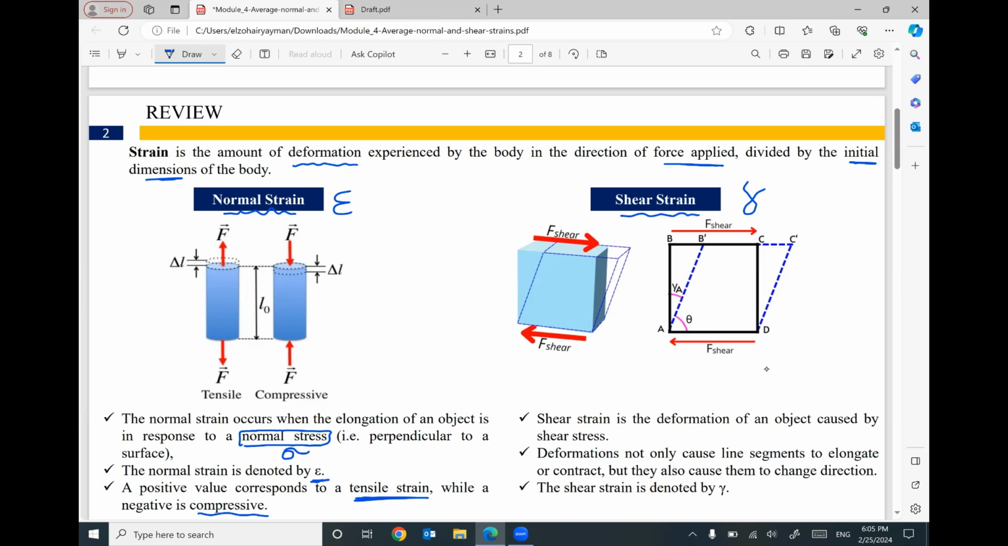That makes sense? If we have shear stress tau, the corresponding strain will be shear strain. So shear strain is the deformation of an object caused by shear stress. Deformation not only causes line segments to elongate or contract, but also causes a change of direction. Shear strain is denoted by gamma. So in the previous videos, we covered the meaning of strain, and we have two types of strains, normal strain and shear strain.